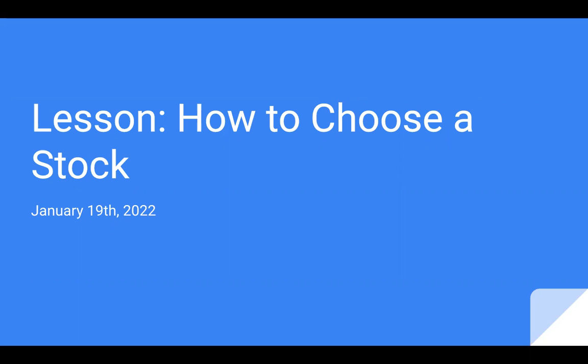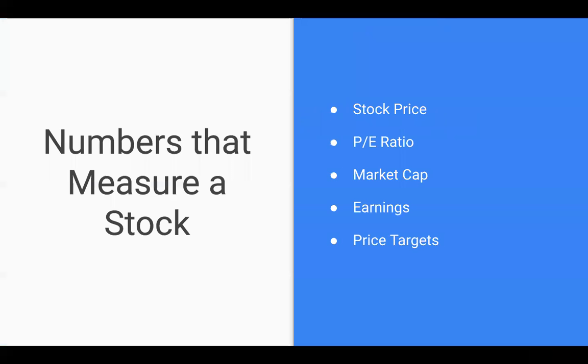Today, we're going to be going over a little bit of how to choose a stock and what measures a certain stock. So these are the four or five most important things that I think are really important when looking at a stock. So first, obviously, is going to be the price of that stock. The price of a stock is really just a measure of how much someone is willing to buy that stock for and how much the other person is willing to sell it for. So really, it's about the law of supply and demand.